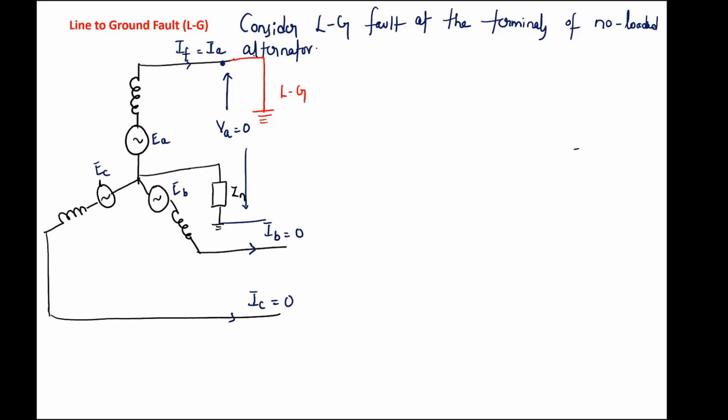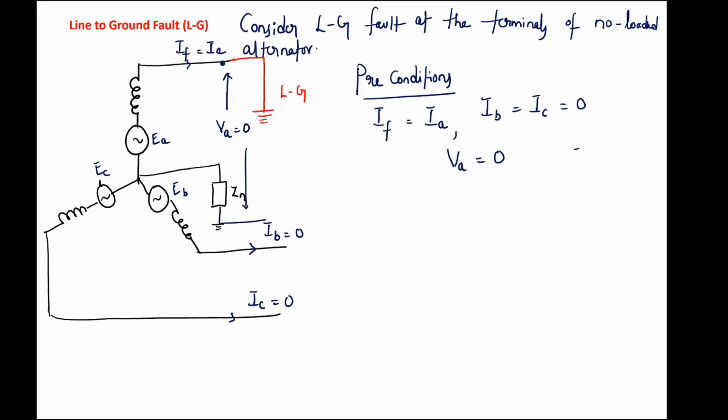So the conditions which we know before analysis, that is the preconditions, or sometimes some people call them boundary conditions, what do we know before the fault? Our fault current is equal to IA, the A phase current, and currents in the other two phases are 0 because the system is operating under no load condition, and VA is equal to 0. The voltage of the faulted conductor is 0. Why? Because it is a dead short circuit. These are the boundary conditions which we know.